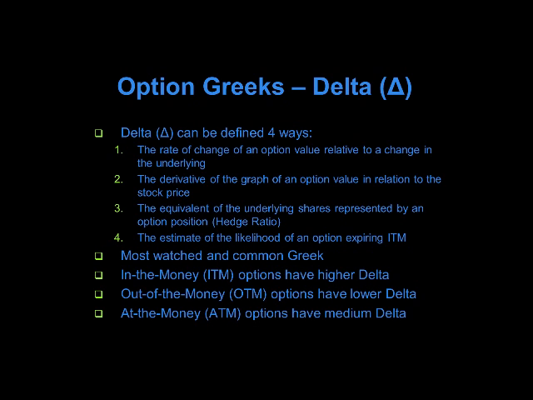And as I said earlier, it's the most watched and common Greek. In the money options have a higher delta, obviously, right? Because if it's in the money, it's got a higher probability of finishing in the money because it's already there. Out of the money options have a lower delta. At the money options are generally medium, right around 50. I say medium because sometimes the further out in time you go, the delta moves a little bit away from 50. The closer you come to option expiration, being right at the money, the more delta will be right at the 50 number. And if you think about it logically, it makes sense.